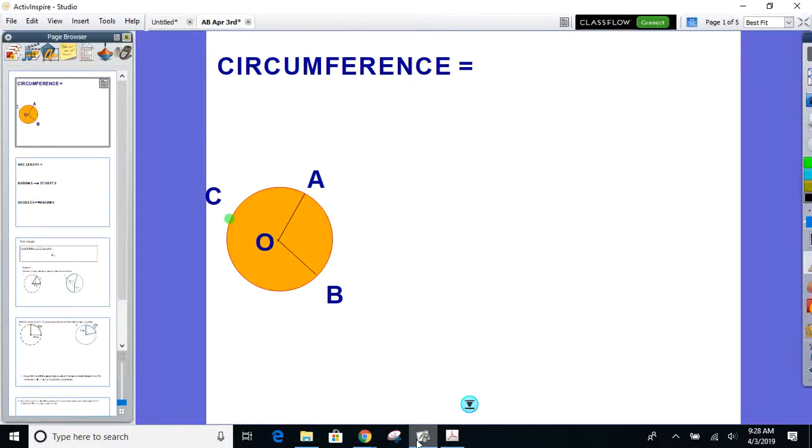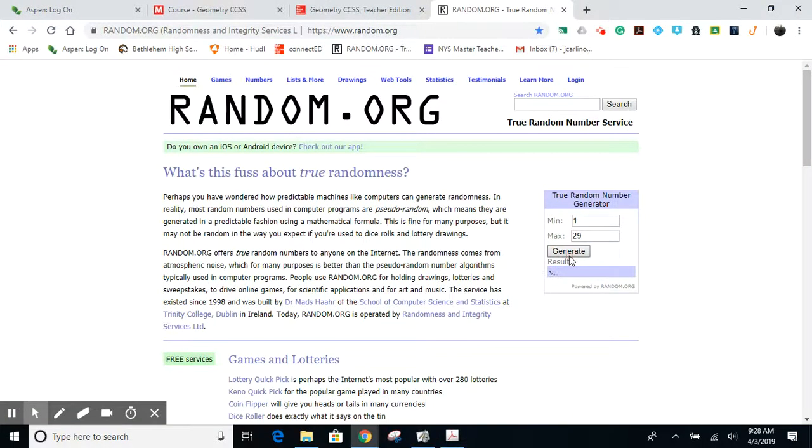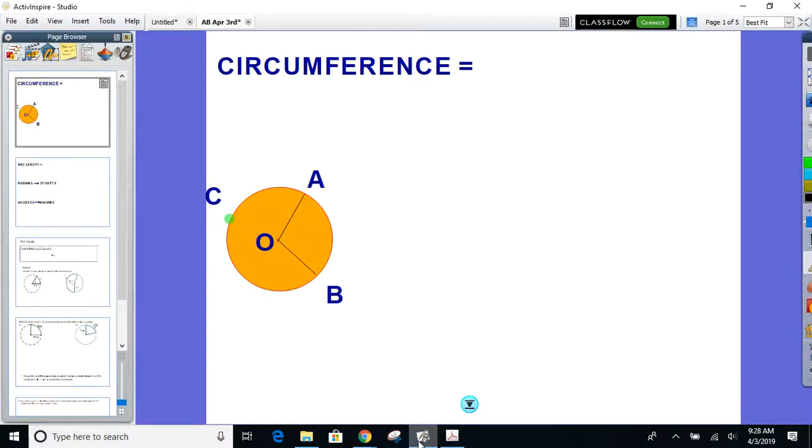Okay, let's start from day one. Circumference formula, you're going to go in knowing. Circumference formula. Pi d, yep. Or if you're a 2 pi r person, that is also acceptable.